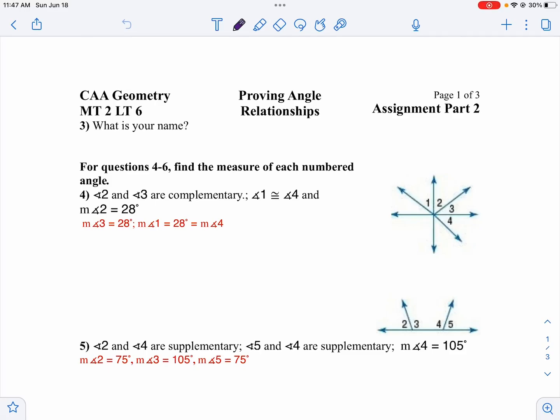Let's take a look at your LT6 assignment part 2. Once again, don't forget your name.